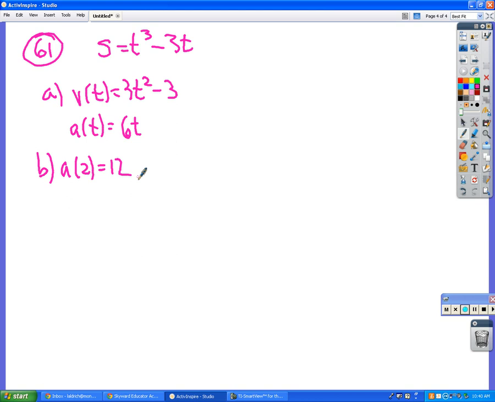And the acceleration when the velocity is 0, so you have to figure out when the velocity is 0 first. So we set that equal to 0.